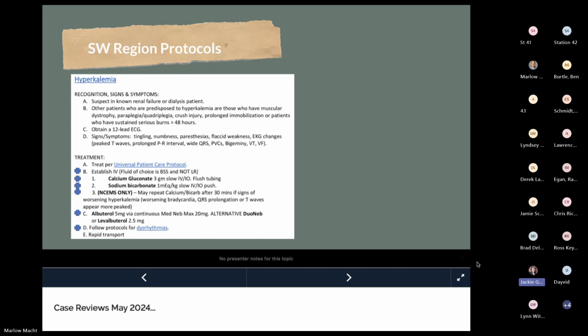Is that correct? Only North Country can repeat? That will be clarified in the next protocol update. That's time dependent, not agency dependent. Okay, cool. That's great.